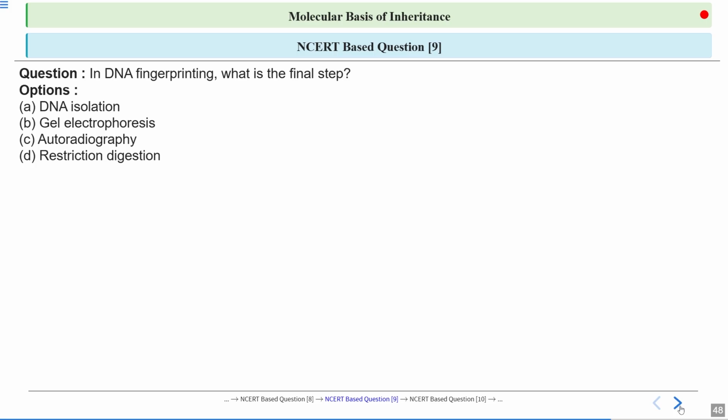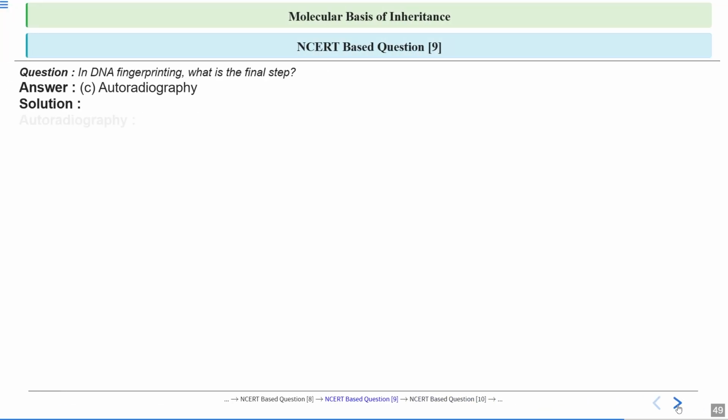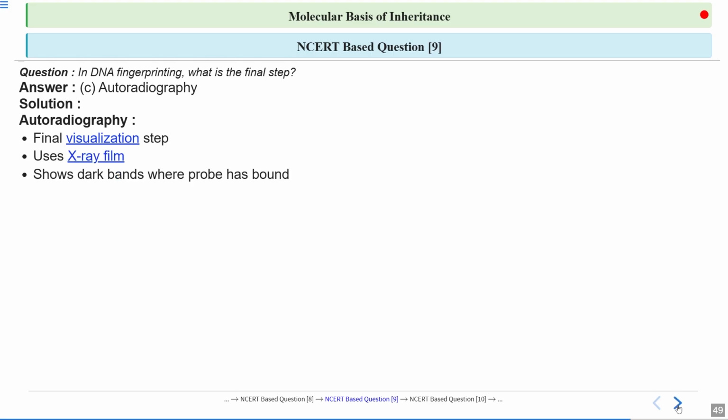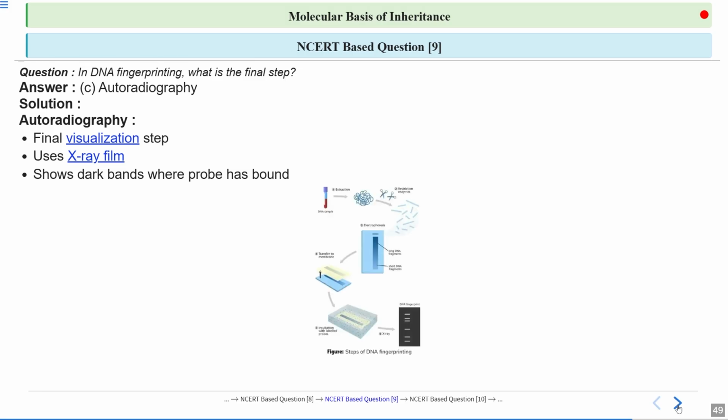Now, next question: in DNA fingerprinting, what is the final step? Is it DNA isolation, gel electrophoresis, autoradiography, or restriction digestion? So we know that it is autoradiography. Why? Because autoradiography is the final visualization step. It uses X-ray film, which shows a dark band where the probe has bound. So this is the autoradiography in which they have used X-ray.